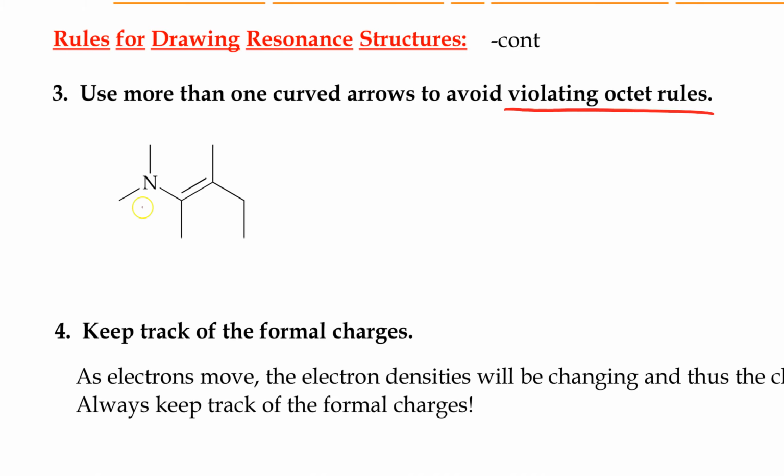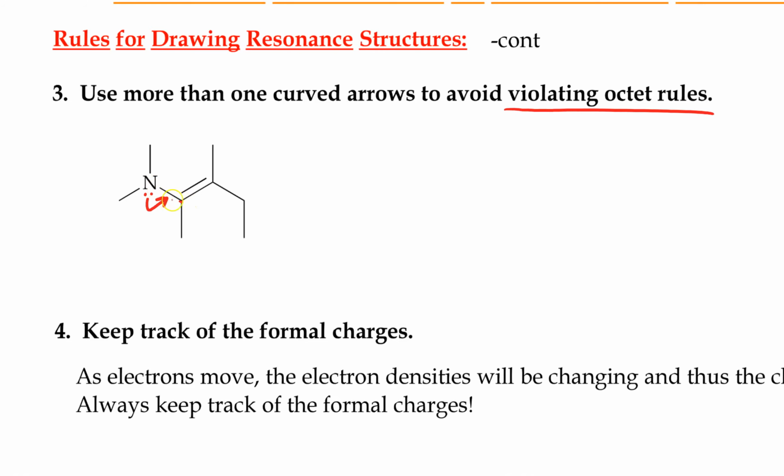For an example, here in this case, when we draw this resonance structure, we can take the lone pair electrons from this nitrogen and then donate them into this bond. And once we have done that, we cannot stop right here, because if we were to stop here, this carbon would now be exceeding octet. And carbon cannot exceed octet.